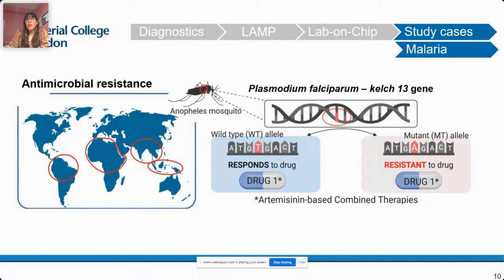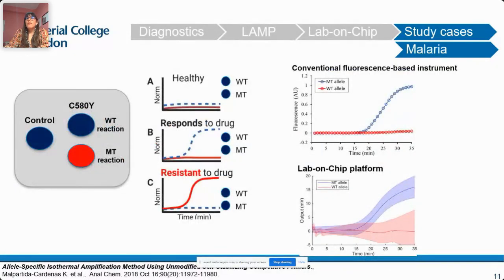So, based on LAMP, we developed a method for detection of mutations, which can discriminate samples containing one base pair change. So this method has been applied for detection of drug-resistant parasites causing malaria, Plasmodium falciparum in particular, and is applicable to SNP, single nucleotide polymorphisms.